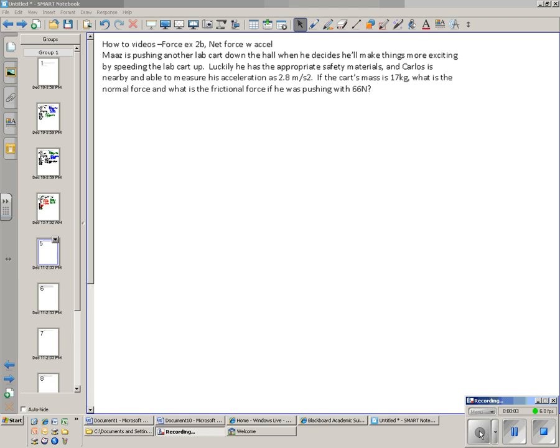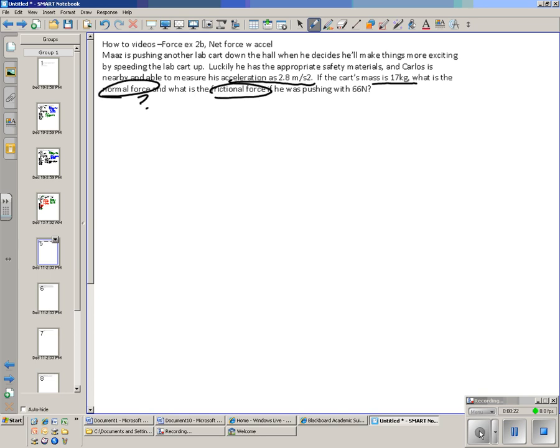How-to videos: force example to be net force with acceleration. Once again, we are pushing on a cart and we have information now about acceleration. That is exciting. The cart's mass is 17 kilograms. We're looking for the normal force and the frictional force, and we know he's pushing with a force of 66 newtons.